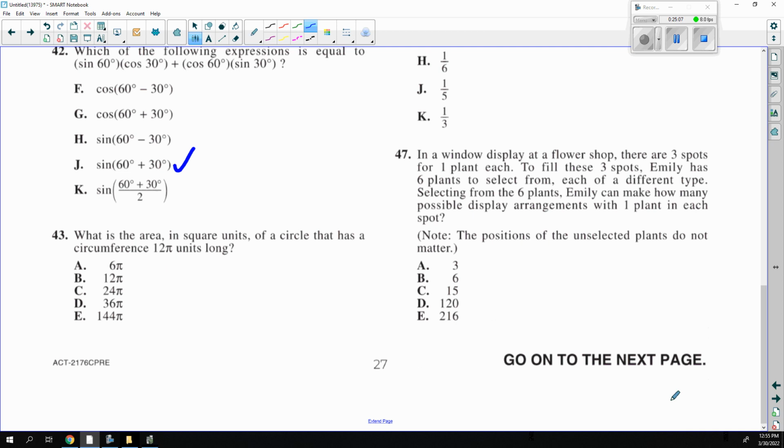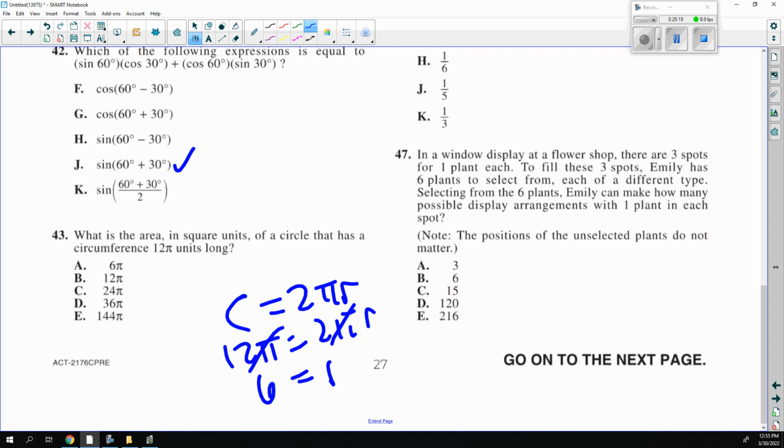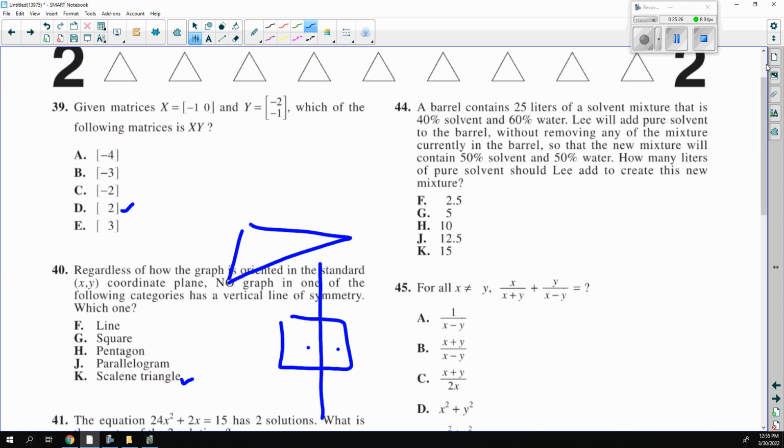You can play with circumference on this, but circumference formula is 2 pi r. So 12 pi is 2 pi r. Divide by 2 pi, r is 6. And the area is 36 pi. You can use both programs for that.